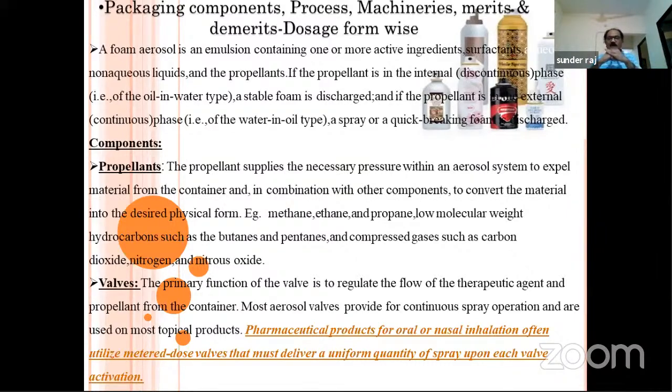Pharmaceutical products for oral or nasal inhalation often utilize metered dose valves. There is a special kind of valve called a metered dose valve, which must deliver a uniform quantity of spray. Whenever you press the actuator for medicaments, you should get the desired quantity of the medicament, because they have medicinal properties. It's not like cosmetics, like a fragrance spray or perfumes, where there is no need to measure the quantity. But if the aerosol is for medicinal use, then the desired amount of medicament should be delivered. So here the valve is the most important tool, because it will deliver the required quantity of the medicament.